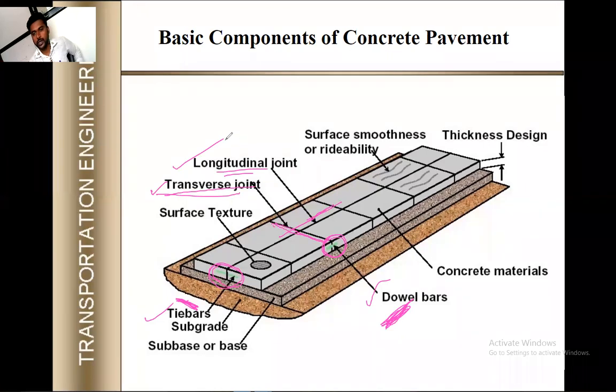For the longitudinal joint, the maximum length is 140 meter, and for the transverse joint, the maximum length is 4.5 meter. Not 40, it is 4.5 meter for the transverse joint. It means if the width increases more than 4.5, we need to provide a transverse joint. And for the longitudinal joint, 140 is the maximum limit. Before that, we need to provide the longitudinal joint.